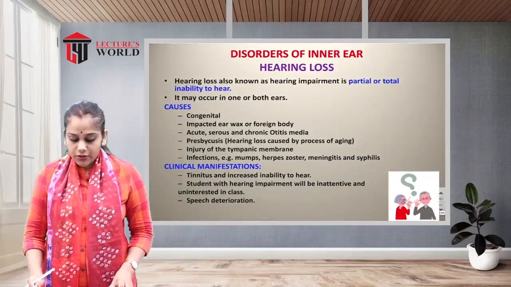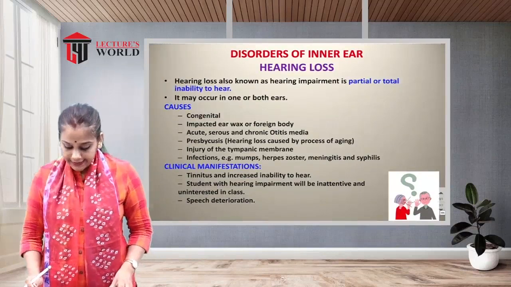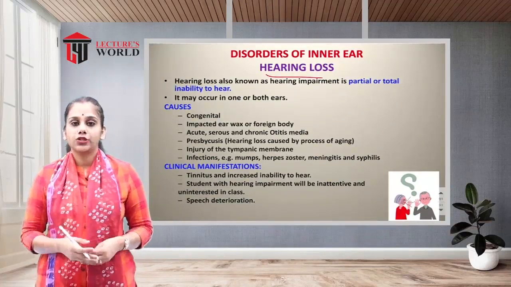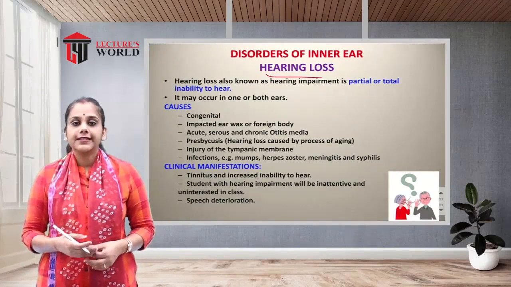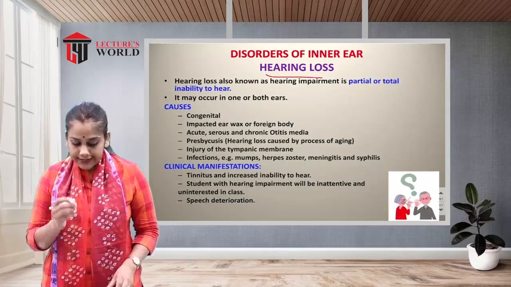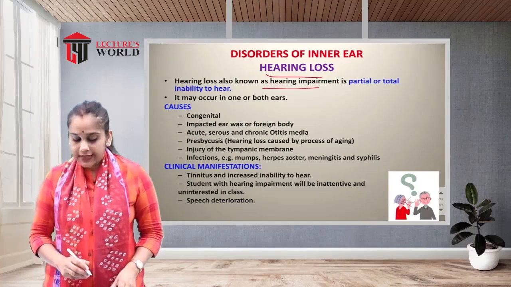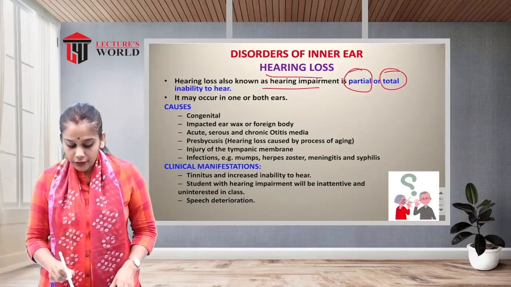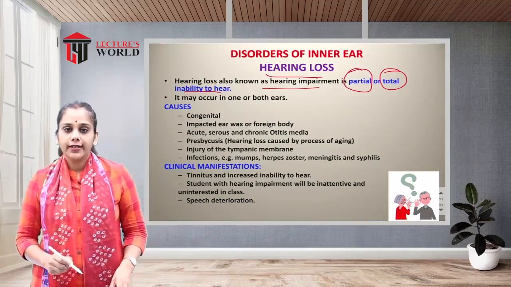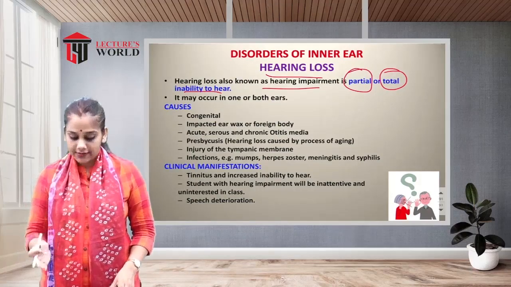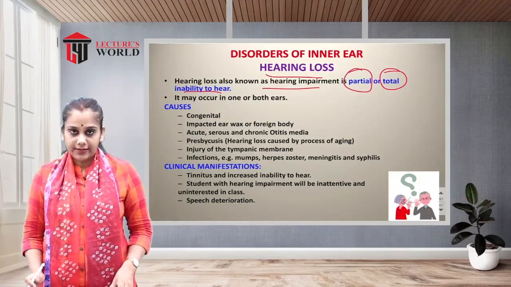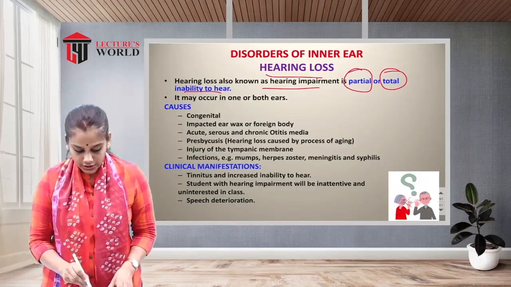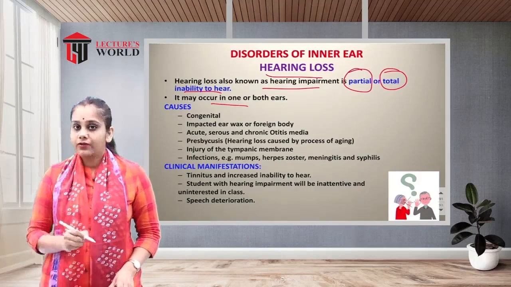Now disorders of the inner ear, in that, hearing loss. This is a common disorder of the ear. What is hearing loss? It is also known as hearing impairment. It might be a partial or total inability to hear. Partial deafness as well as total deafness because of a particular or specific condition. So it may occur in both ears or one ear.